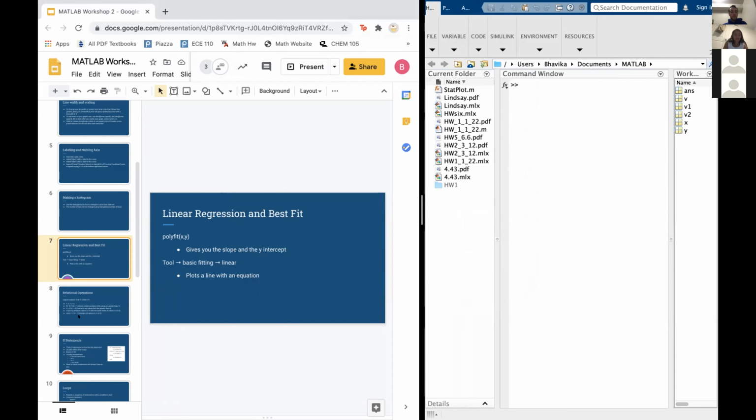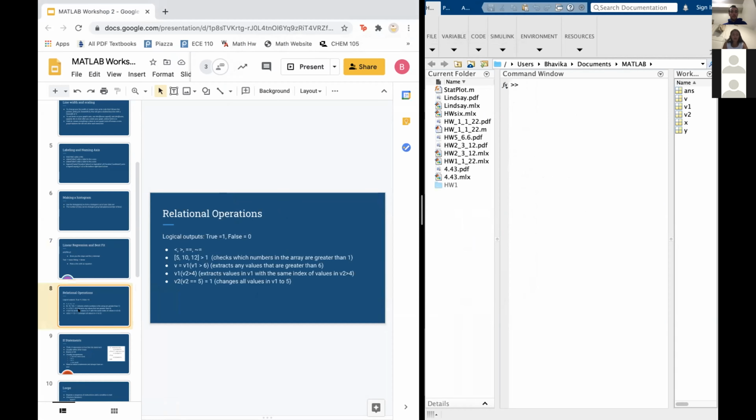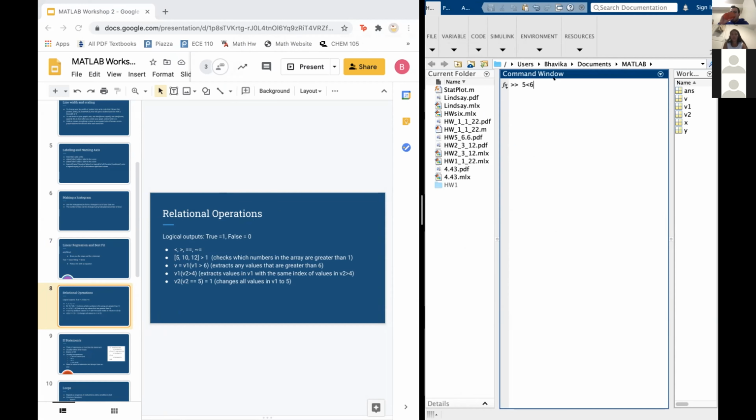So next we're going to talk about relational operations. The way relational operations work is it outputs a logical output. When something is true, it's going to output 1, and when something's false, it's going to output 0. So if we do something like 5 is less than 6, that's obviously true, so it's going to give us an output of 1.